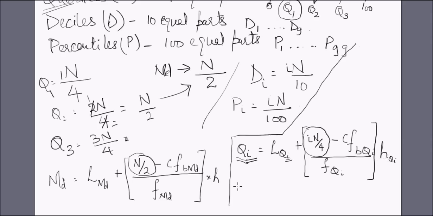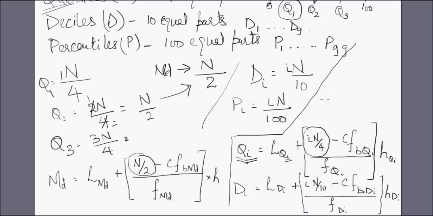Similarly for deciles and percentiles, the only difference is that we will take n by 10 and n by 100. For deciles, say Di, we will have the lower value of the decile class plus i n by 10 minus cumulative frequency before the decile class, divided by frequency of the decile class, multiplied by the width of the decile class. And for percentiles, let me do that here.